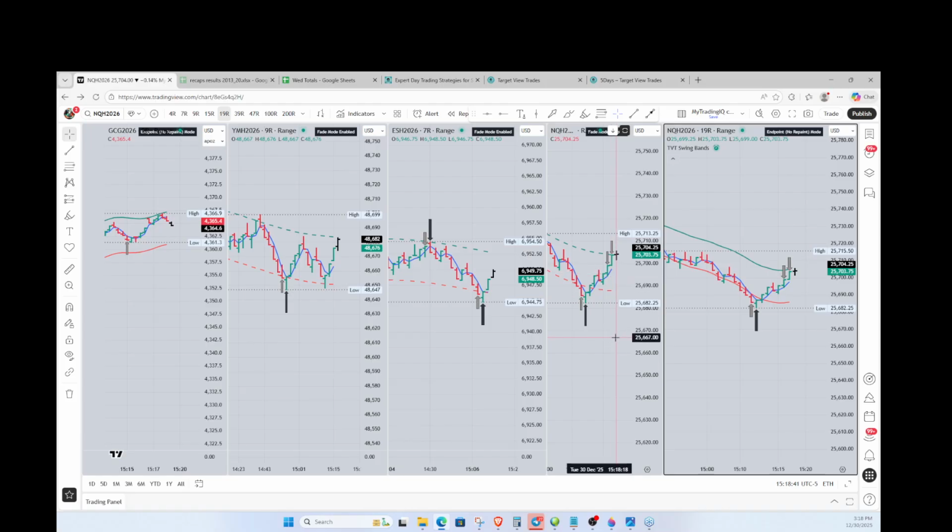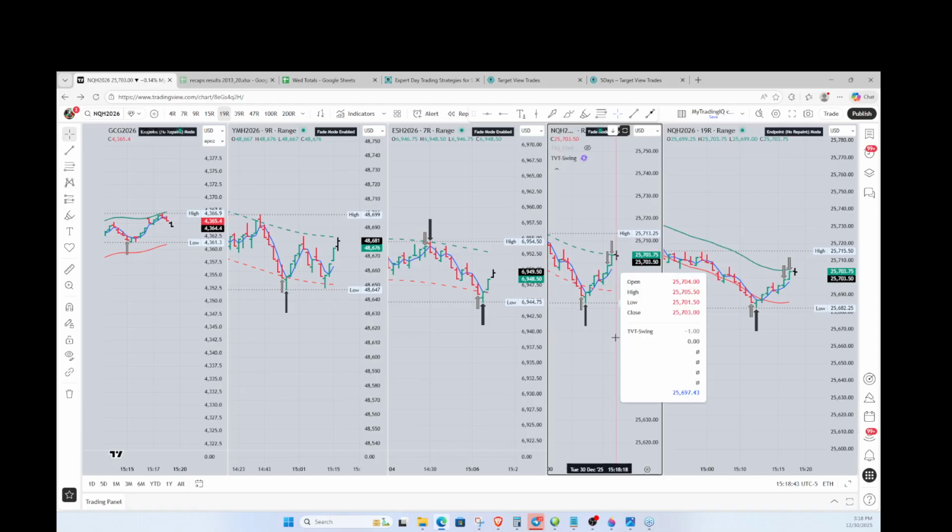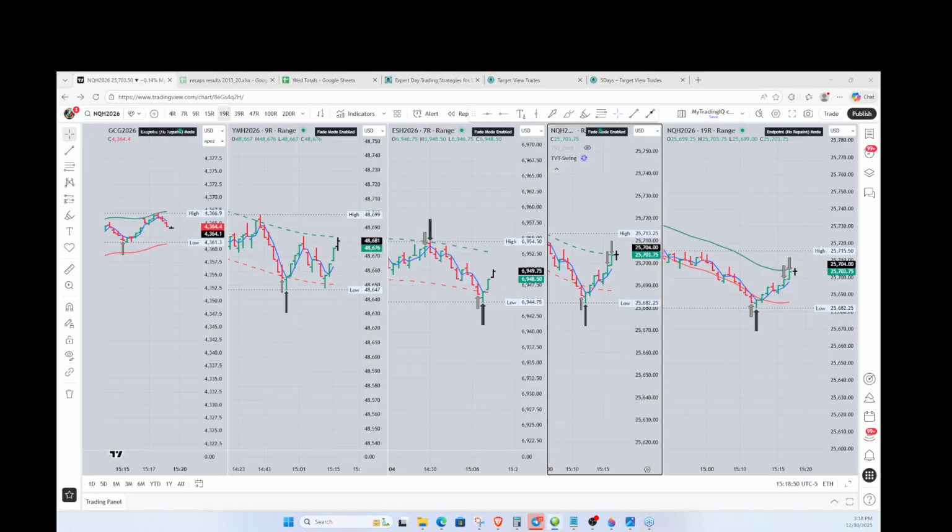I'm waiting for the down close here on the NQ. Right, it's got a high here of 550, so it's 19 range, so it'd be down at 050. 5 points below the top of the bar.